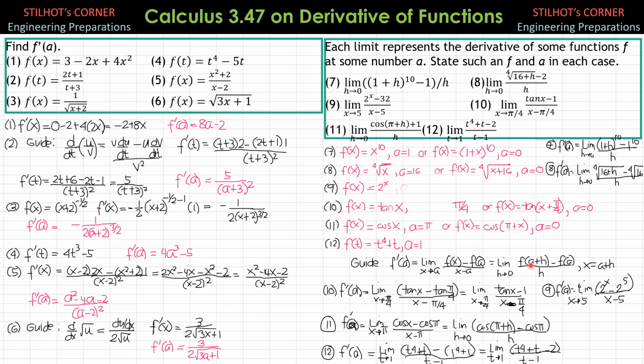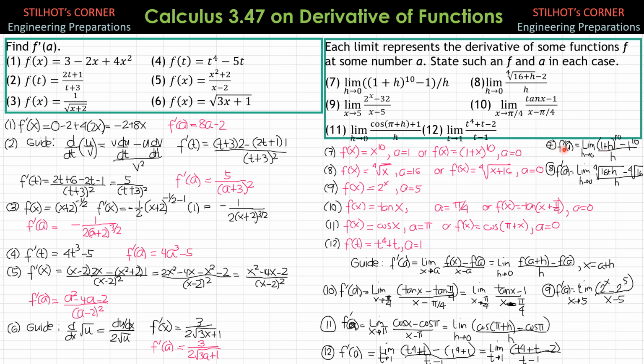A for that part is 1. So x to the 10, a for that part is 1. Or the other way around, f of x equals quantity 1 plus x raised to 10, then a is 0. Now let me explain this part here.